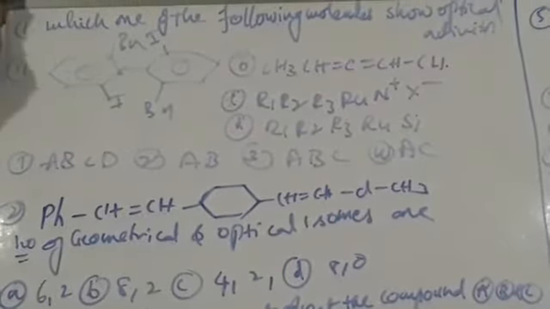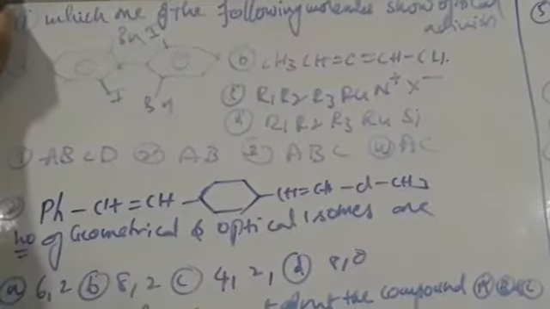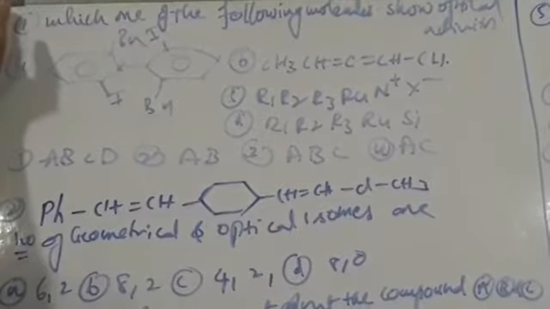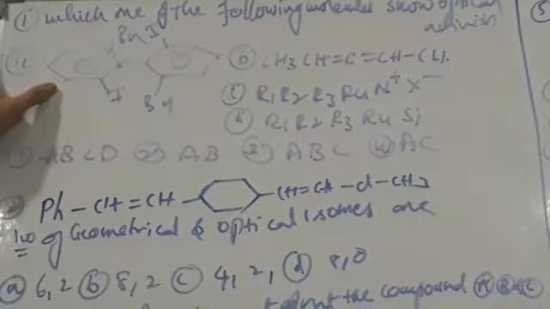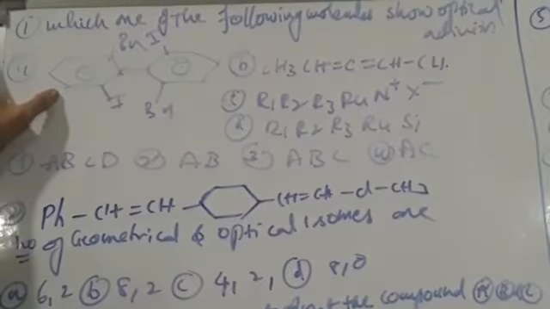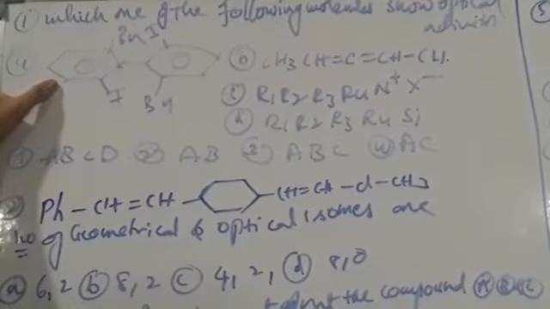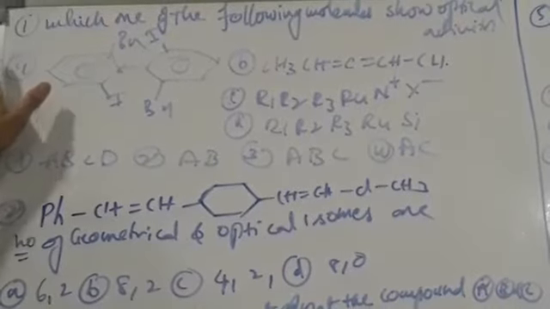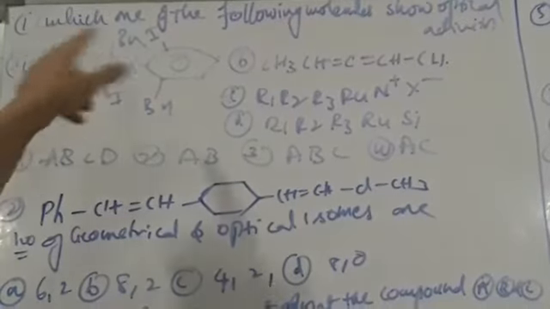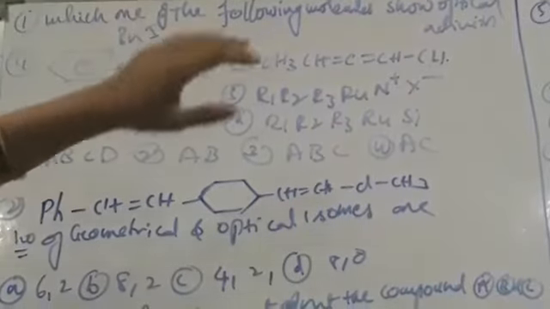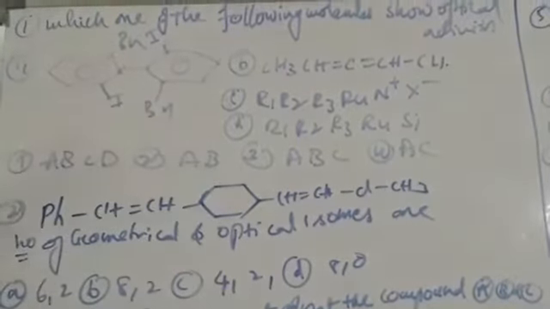So, objective bits now. Which of the following molecules show optical activity? Here 4 different compounds are given, A, B, C, D. So this is a biphenyl compound. Even though it does not contain any chiral carbon atom, it exhibits optical activity when it contains substituents at the ortho position. See here, at the ortho position, bromine and iodine are substituted, so it exhibits optical activity.